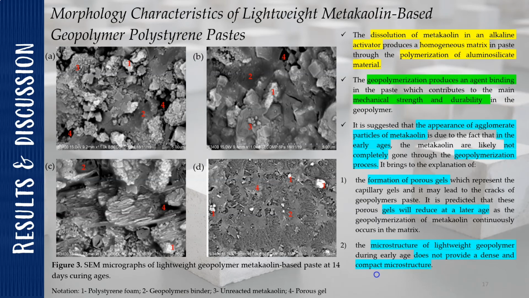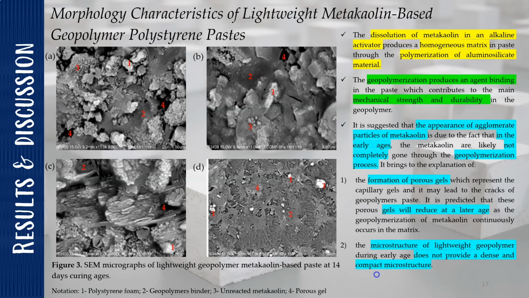First, the dissolution of metakaolin in an alkaline activator produces a homogeneous matrix through the polymerization of aluminosilicate material. In addition, the geopolymerization produces a binding agent in the paste, which contributes to the main mechanical strength and durability of the geopolymer. It is suggested that the appearance of agglomerate particles of metakaolin is due to the fact that in the early age, the metakaolin has likely not completely gone through the geopolymerization process.